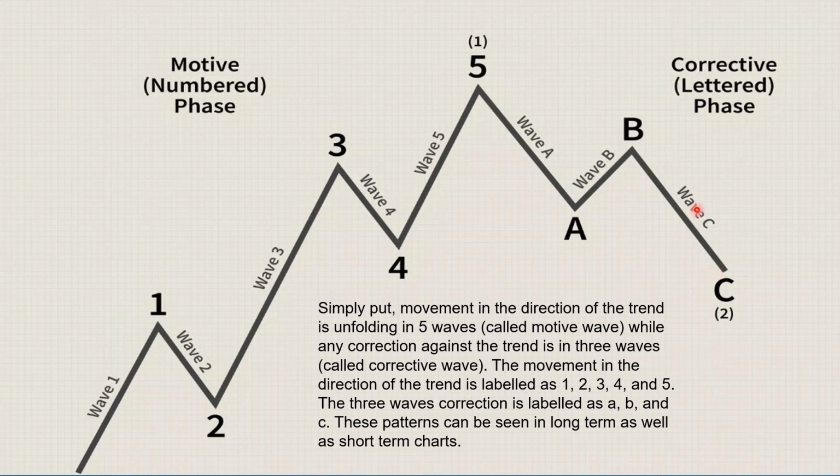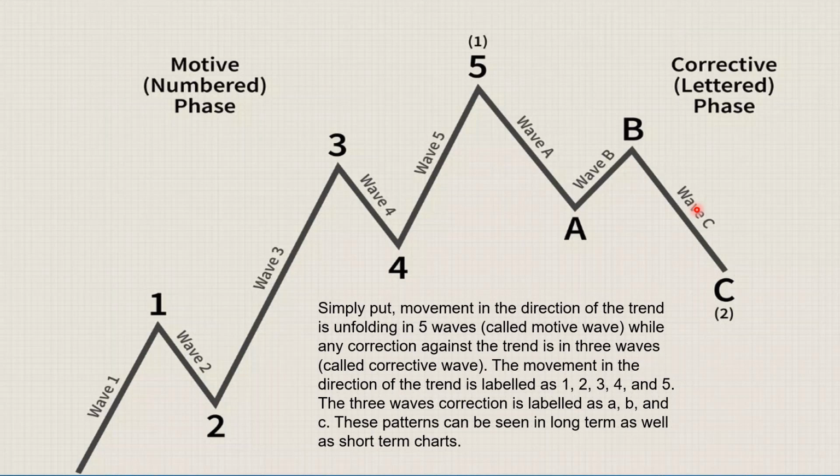Simply put, the movement in the direction of the trend is unfolding in 5 waves. We call them the motive wave. While any correction against the trend is in 3 waves. We call them the corrective wave. So the movement in the direction of the trend is labeled 1, 2, 3, 4, 5. And the 3 waves correction is labeled as A, B, and C.